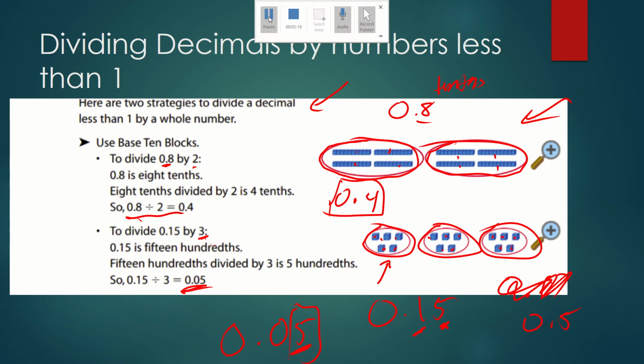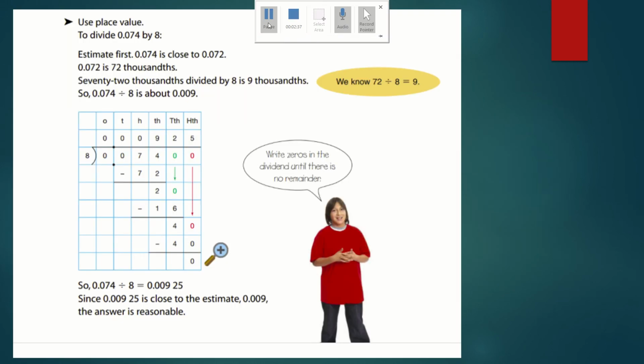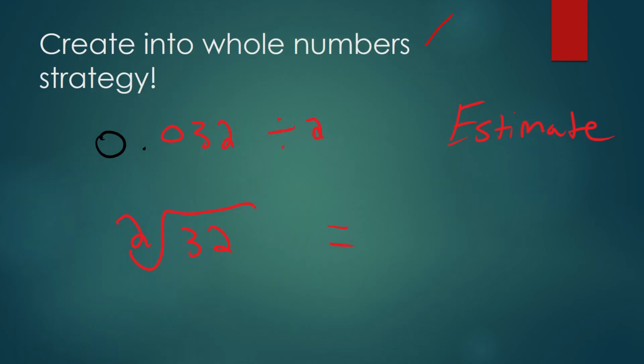So the big thing with base 10 blocks, guys, is to group them equally, and then how much is in each group will be our answer. Those are the big things there. And we always want to model what the answer is, okay? So 0.8 divided by 2, in that example.